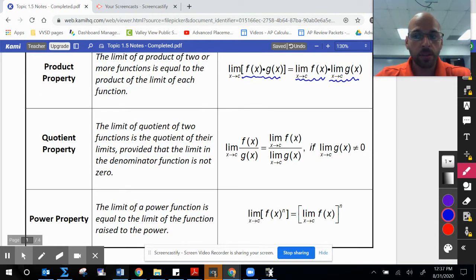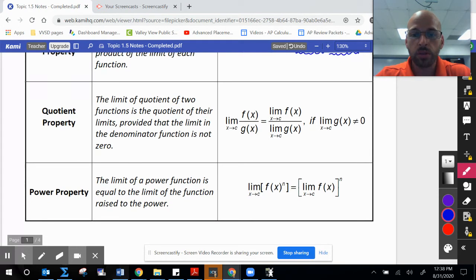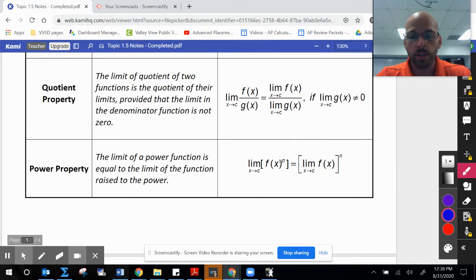Quotient property, now this is a big one. This is one that College Board really scrutinizes. So if you have a limit of a quotient, we need to make sure we split that quotient up into two different limits and then evaluate. That's going to play a role in some stuff we're going to do later. So for these notes, we're going to take really good care, and we're going to make sure we write proper notation for all those quotients.